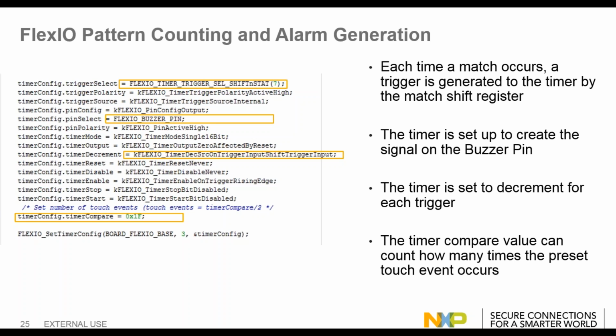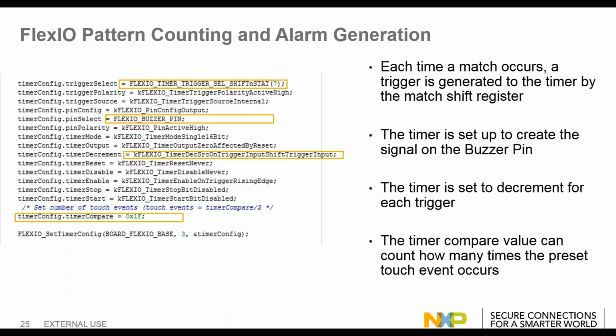And so in order to do some pattern counting and alarm generation, we utilize another timer, in this case the FlexIO timer 3, and we monitor the status of the shifter that is bringing in the data. So the previous slide showed the shifter 7 configuration that is bringing the data and checking it with the match capabilities, and now this is showing the timer 3 and how it is set up in order to count how many times those matches occur, and also to generate an alarm by having an associated output pin.